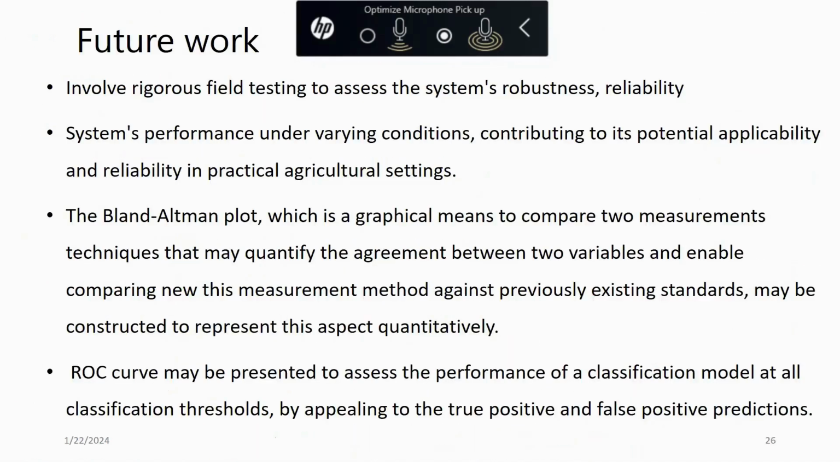Yes, I'm done. Future work: we would require more rigorous field studies and also test other host plants, look at getting into a prototype, and look at how we can take this technology to developing a sensor which we can use for real field studies.